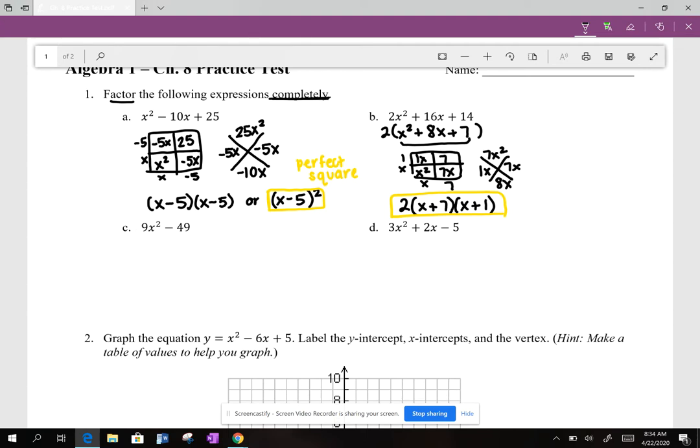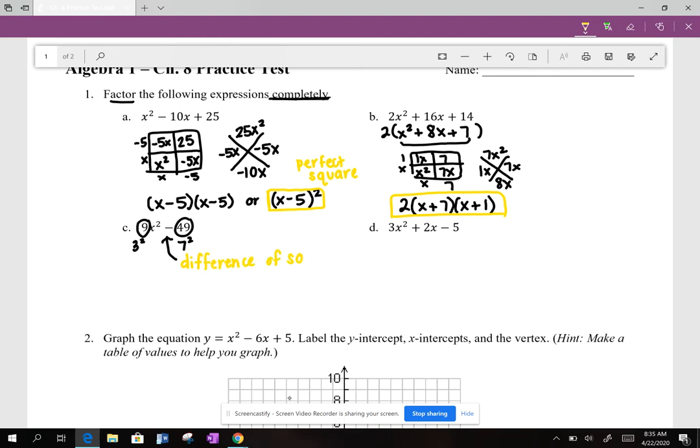Right away, I'm noticing that 9 is a perfect square. It's 3 squared. I'm noticing that 49 is also a perfect square, 7 squared. And the fact that I have a minus here means that this is a difference of squares. Special case.